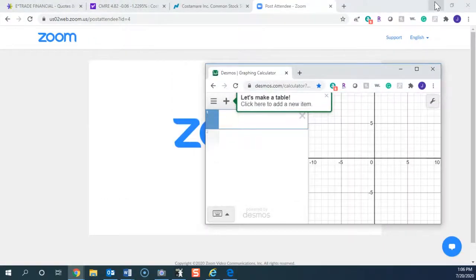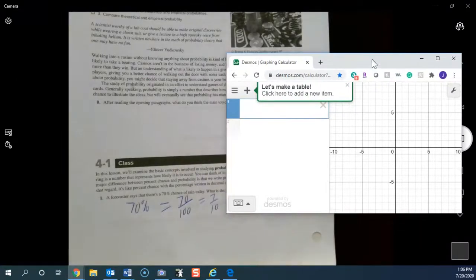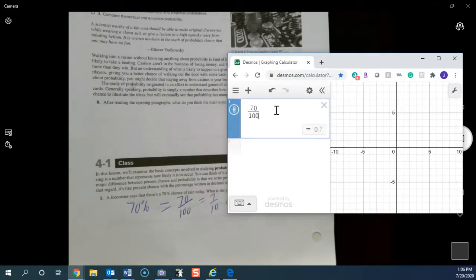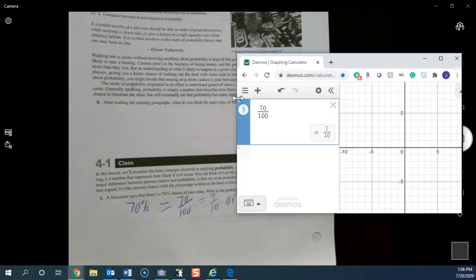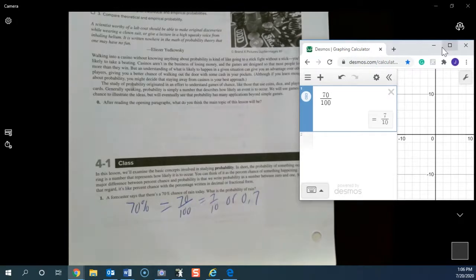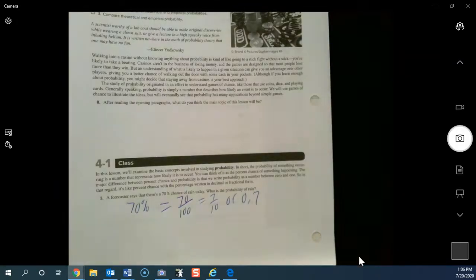With Desmos, we would do 70 divided by 100. That will give us 0.7, which is our decimal. And then we will hit this fraction bar here, and then it will give us our fraction as well. So that's an illustration of how Desmos would work. Okay, next.